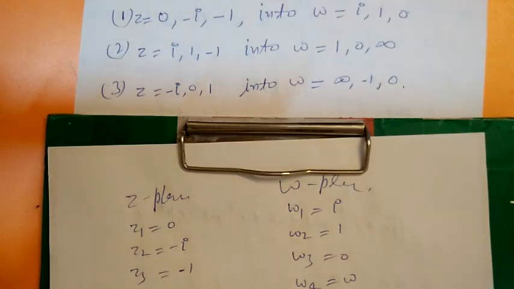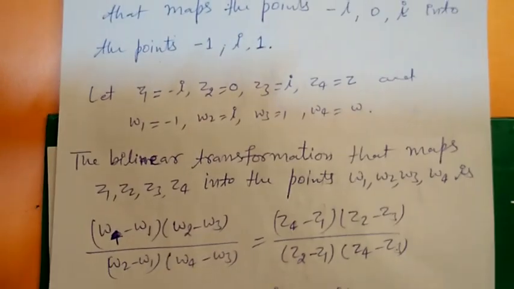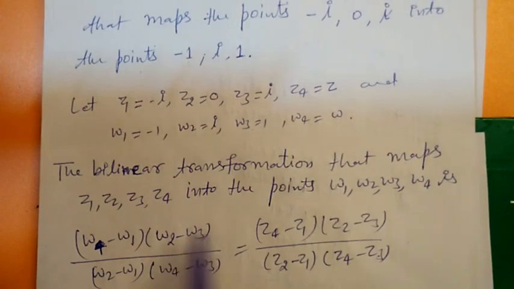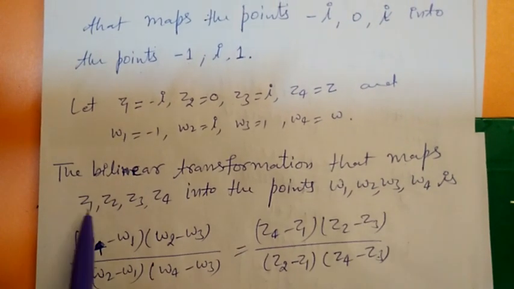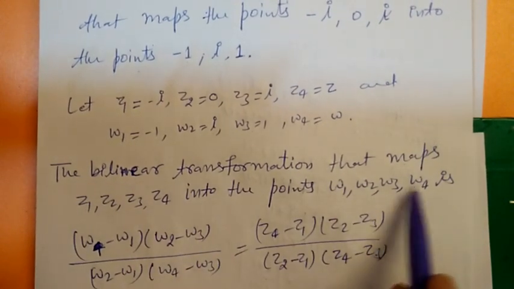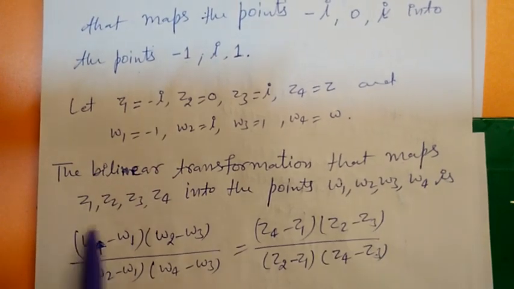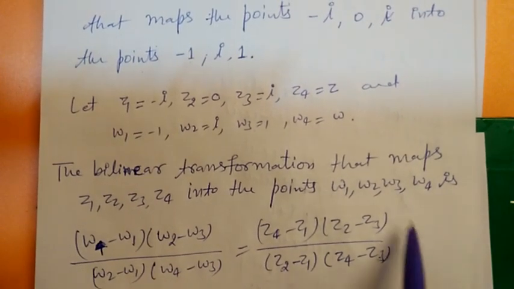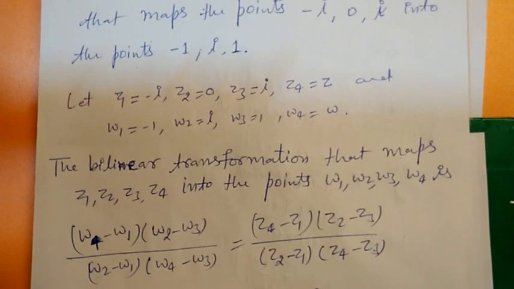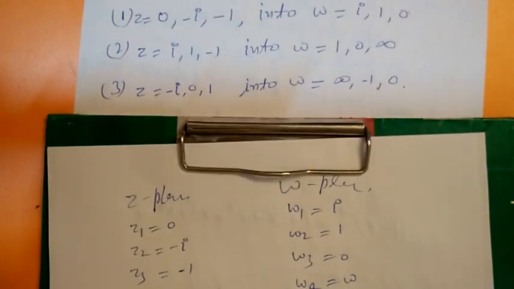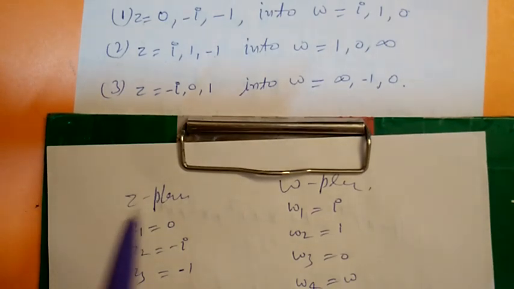So using the bilinear transformation that maps 4 points into these points, using this formula and substituting all the points here, after simplification we obtain the required bilinear transformation. So these questions are for your practice, that is how to compute the bilinear transformation.